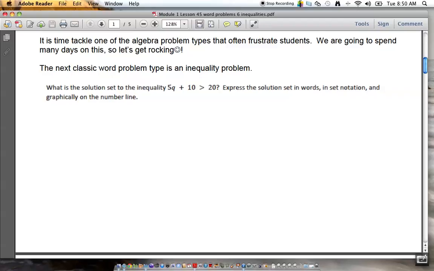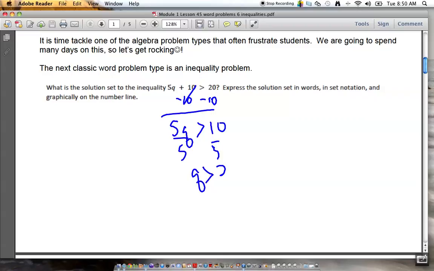Let's see. Okay. So if I'm going to solve this, it should be pretty easy. Minus 10, minus 10. 5q is greater than 10. Divide by 5, divide by 5. And I get q is greater than 2.